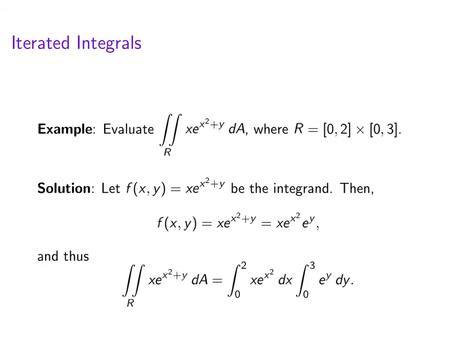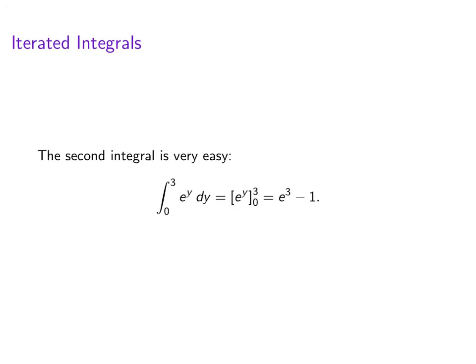And now, because the integrand is a product of a function of x and a function of y, we can break up the integral. You see here, there's the function of x and the function of y, and so we can break up the double integral as a product of two single integrals. The second integral is really very easy. We get e cubed minus 1.